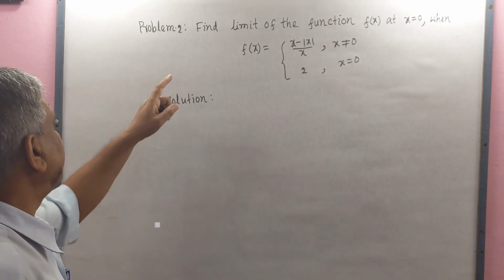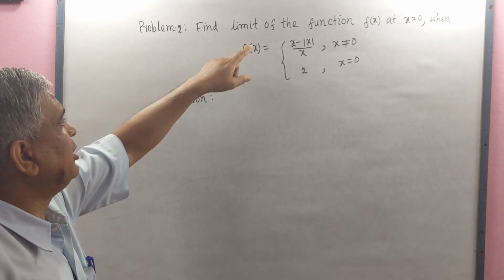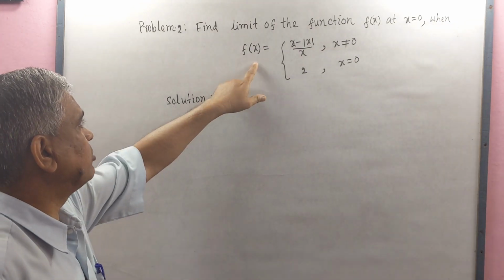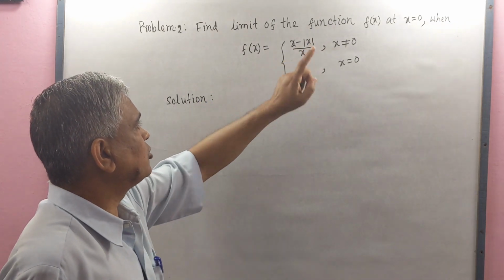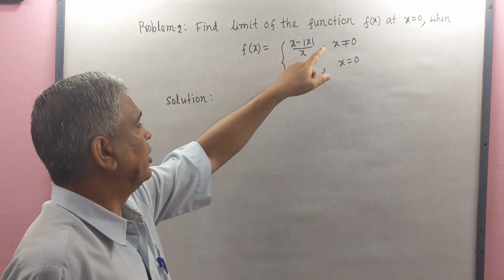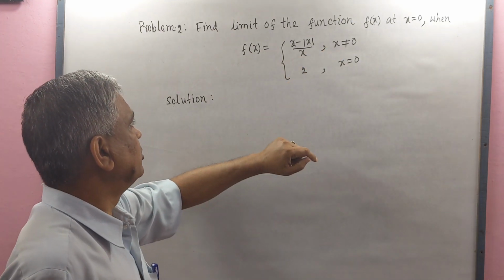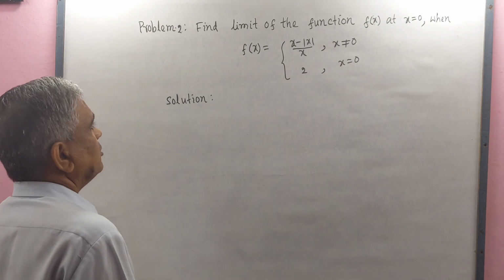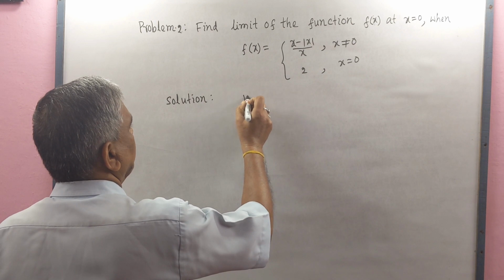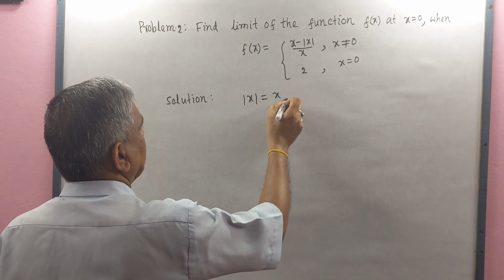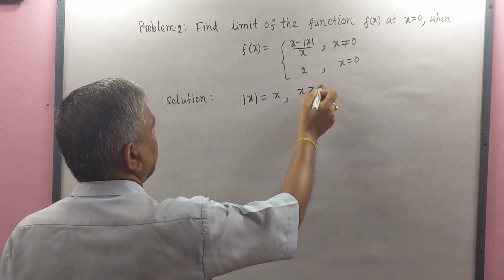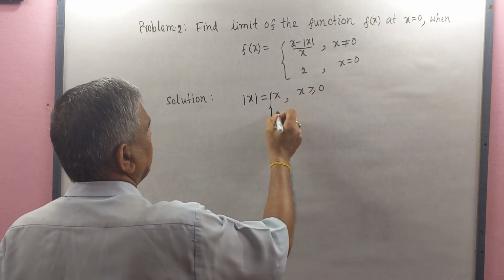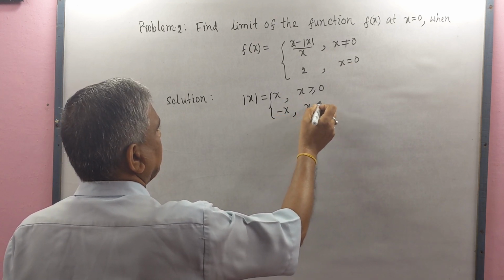Now we solve the next problem. Find the limit of the function f(x) at x equal to 0, when f(x) equals x minus modulus of x by x when x is not equal to 0, and f(x) equals 2 when x equals 0. Since we know that modulus of x equals x for x greater than or equal to 0, and this is equal to minus x for x less than 0.